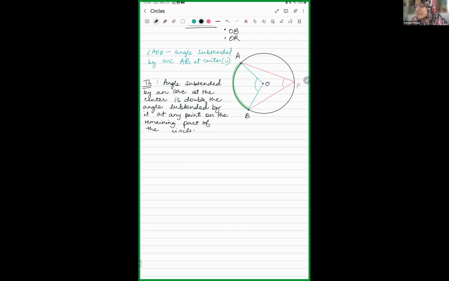What does this mean? That this point P that we have written over here can't be over here. It's not supposed to be here. It's supposed to be anywhere on the remaining part of the circle, apart from this arc, somewhere which is different from this arc. Okay.